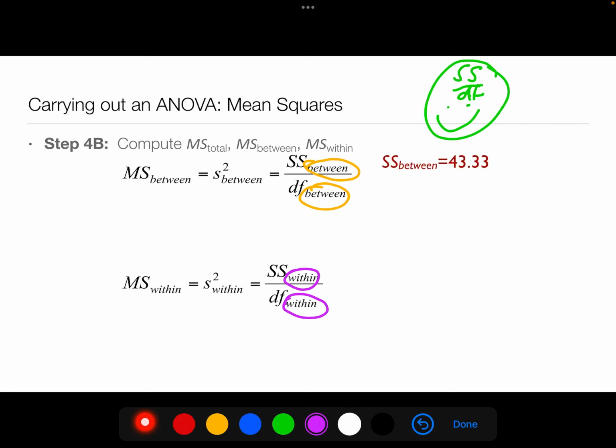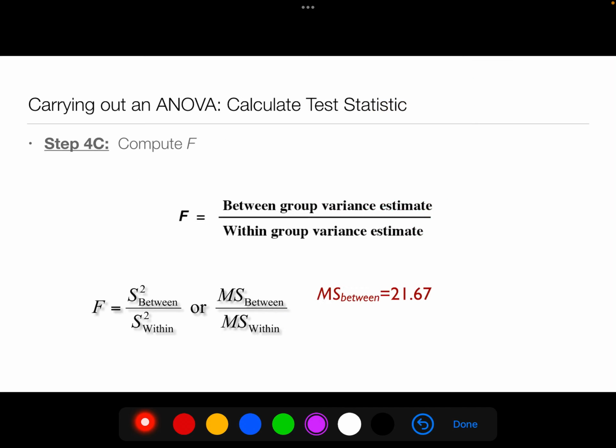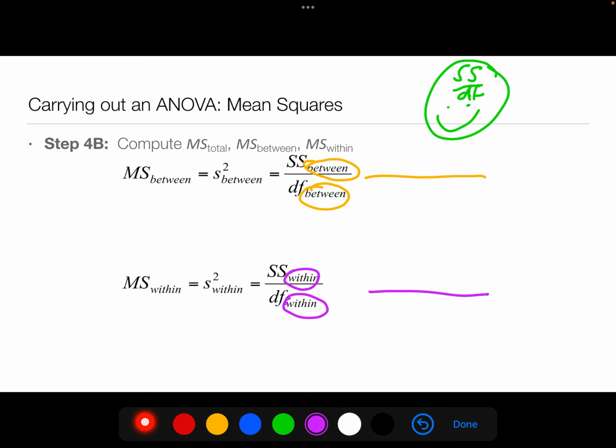So our sums of squared between, we calculated at 43.33. Our degrees of freedom between, we calculated at 2. We will just divide those values. And here we had our sums of squared within as 64. Our degrees of freedom within is 12. We'll just divide those values. Oh, and I'm sorry, I did not have those divided for you. Why won't it go back? There we go. And so I will do that math for you here now.